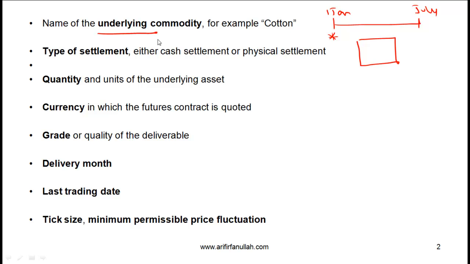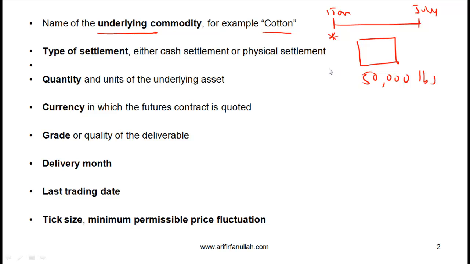Clearly the name of the underlying, in this case let's say that the underlying is cotton, so that needs to be specified. The type of settlement, either cash settlement or physical delivery. So for this futures contract we need to specify that at expiration, will we settle in cash, or is the short responsible for physically delivering the underlying? The contract also needs to specify the units of the underlying asset. So for example, we might say that the underlying is 50,000 pounds of cotton.